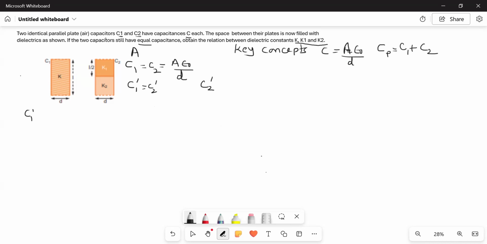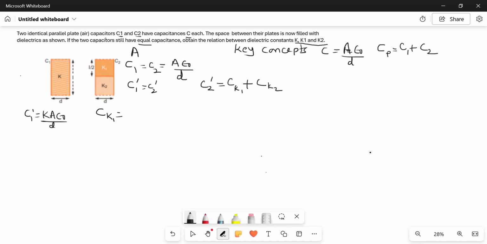C1 dash will be K A epsilon naught by D because the material is completely filled. Whereas C2 dash, this is equivalent to two capacitors which are connected in parallel. So we have to find first the capacitance of those individual capacitors. If we represent the capacitance of those capacitors by CK1 and CK2, then C2 dash will be CK1 plus CK2.